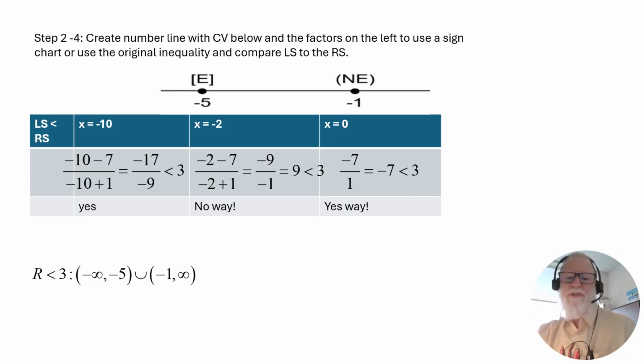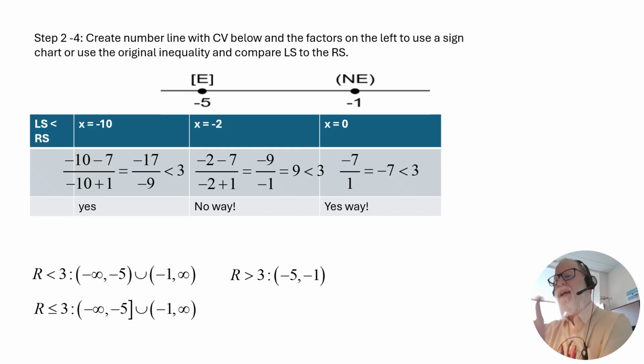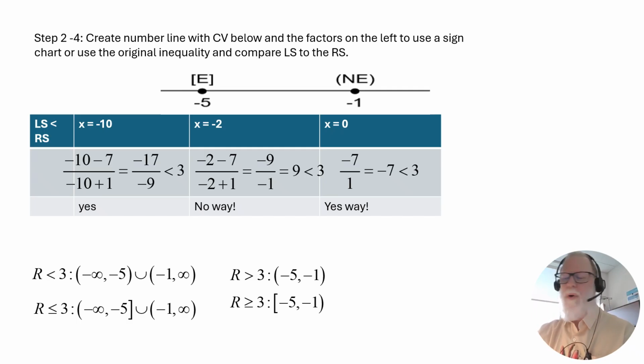Write the answers just like before. So we're looking at less than here, so we're looking at the yeses. This one has the equals bar, make sure you know how to deal with it. Greater than will be the nos. And likewise for the equals bar, the square brackets there.